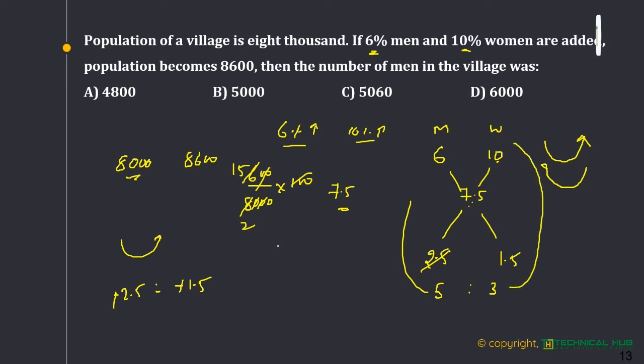So the total population given is 8,000. So 8 parts is equal to 8,000, then 1 part is equal to 1,000. So 1 part is equal to 1,000, and they're asking the number of men in the village. So men have 5 parts here. So 5 parts is nothing but 5,000. Okay. So you can do this question in another way also.